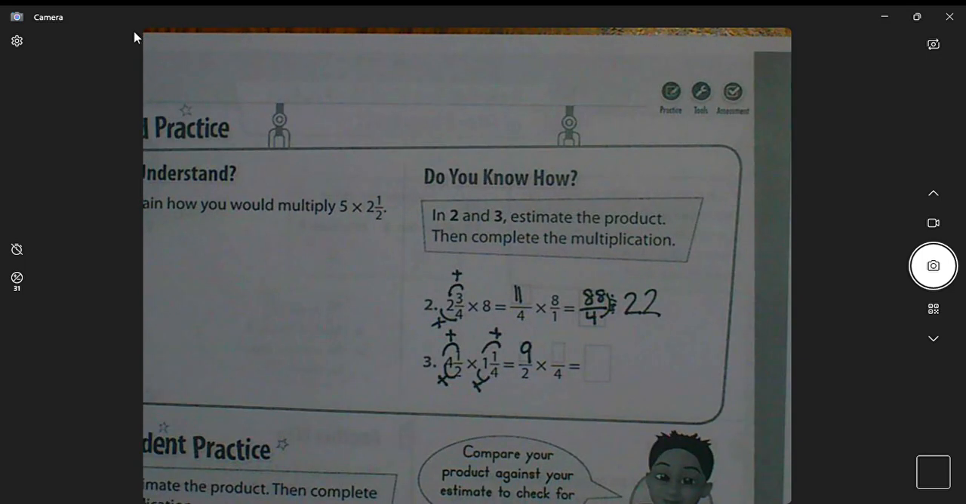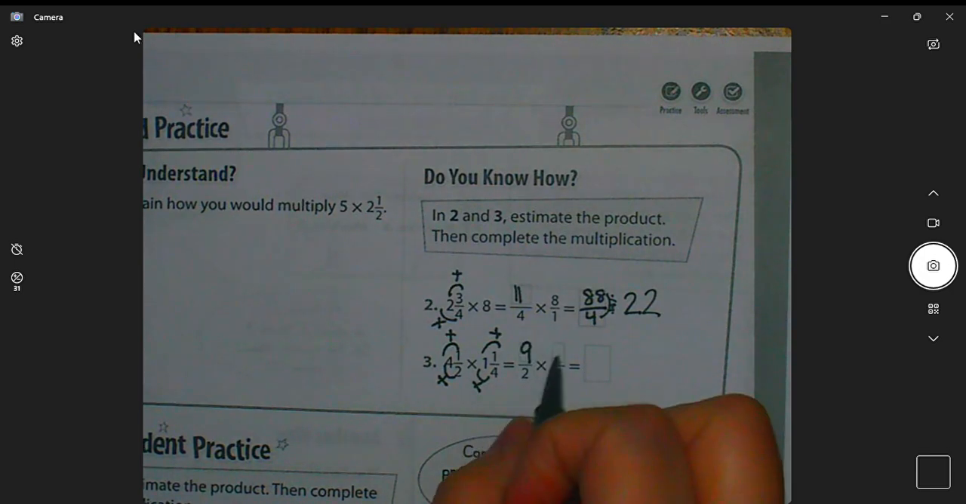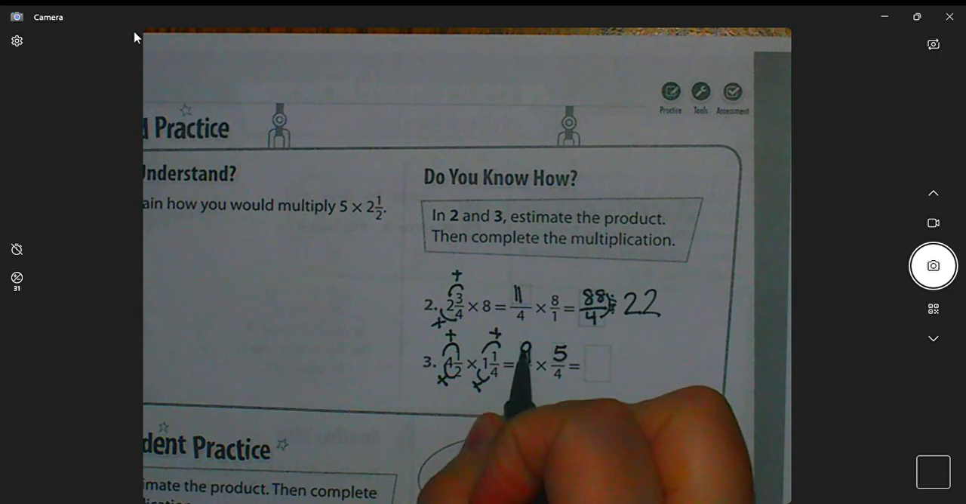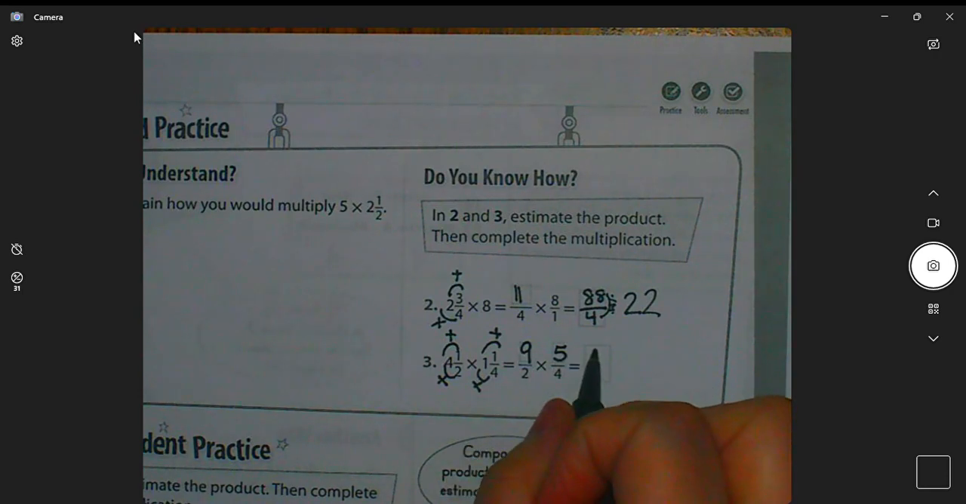Four times 1 is? Plus 1. Yeah, it's 5. So 9 times 5 is? You're so right. It's 45. 2 times 4 is? Oh, you're too smart for me.